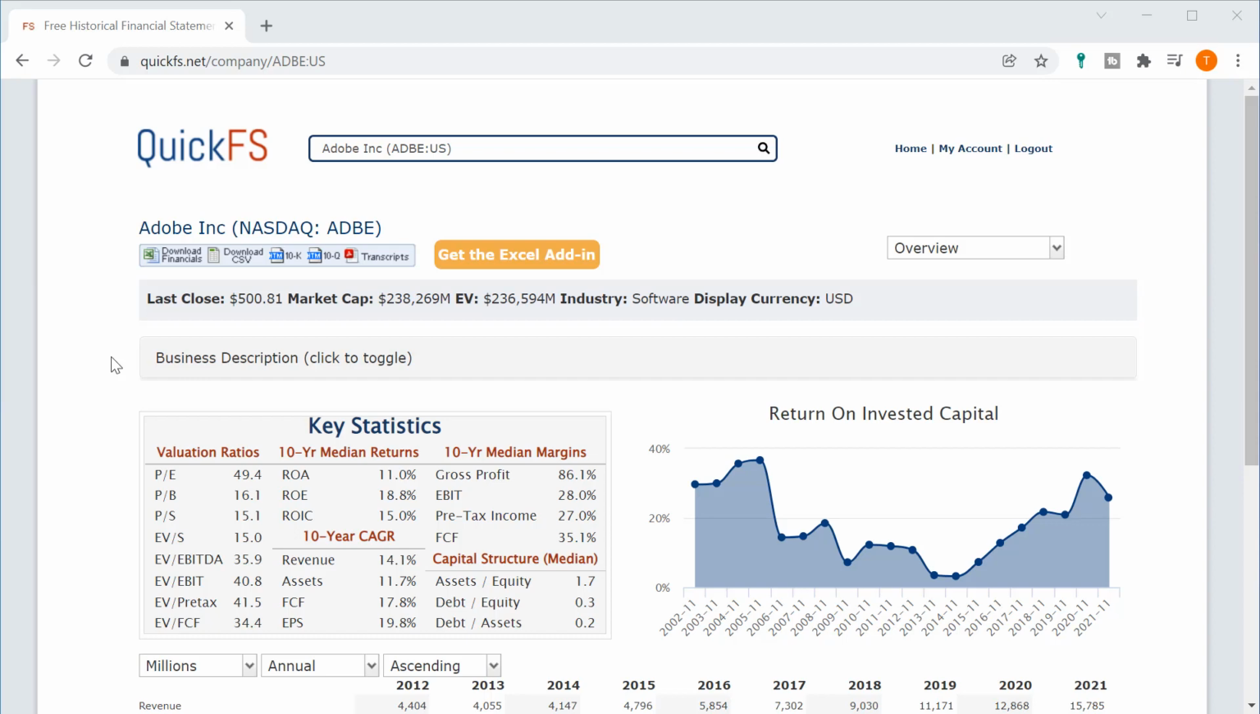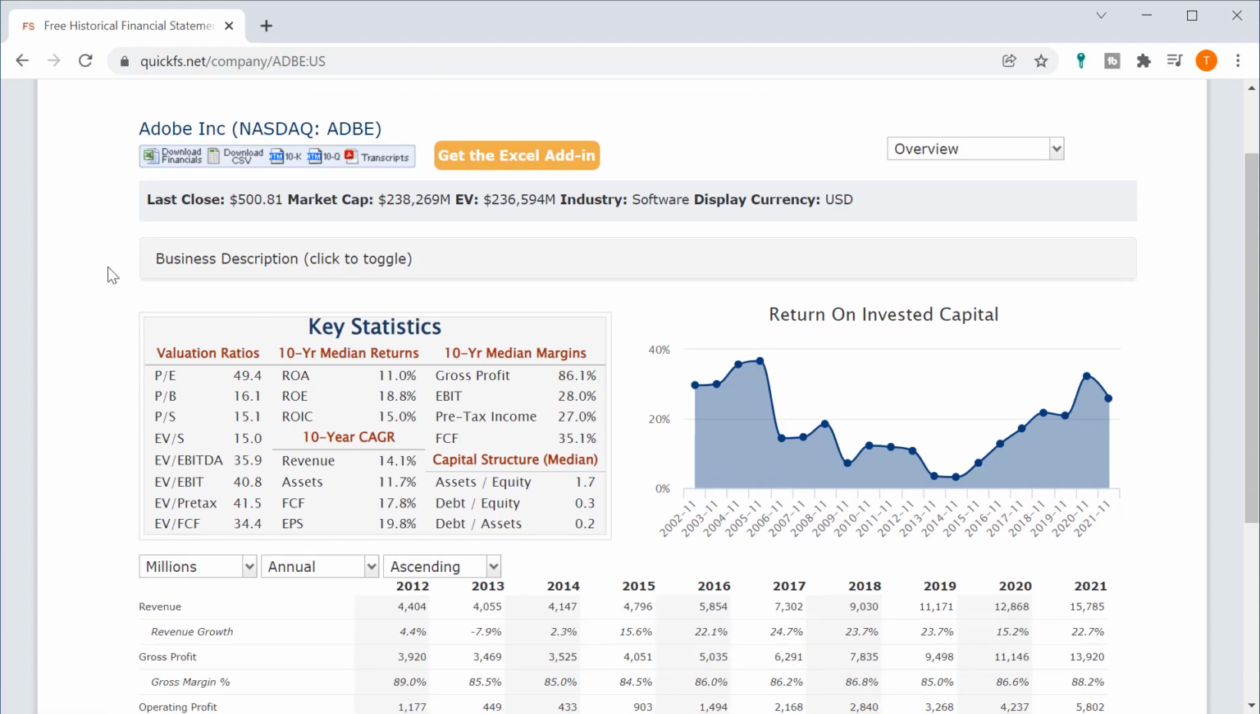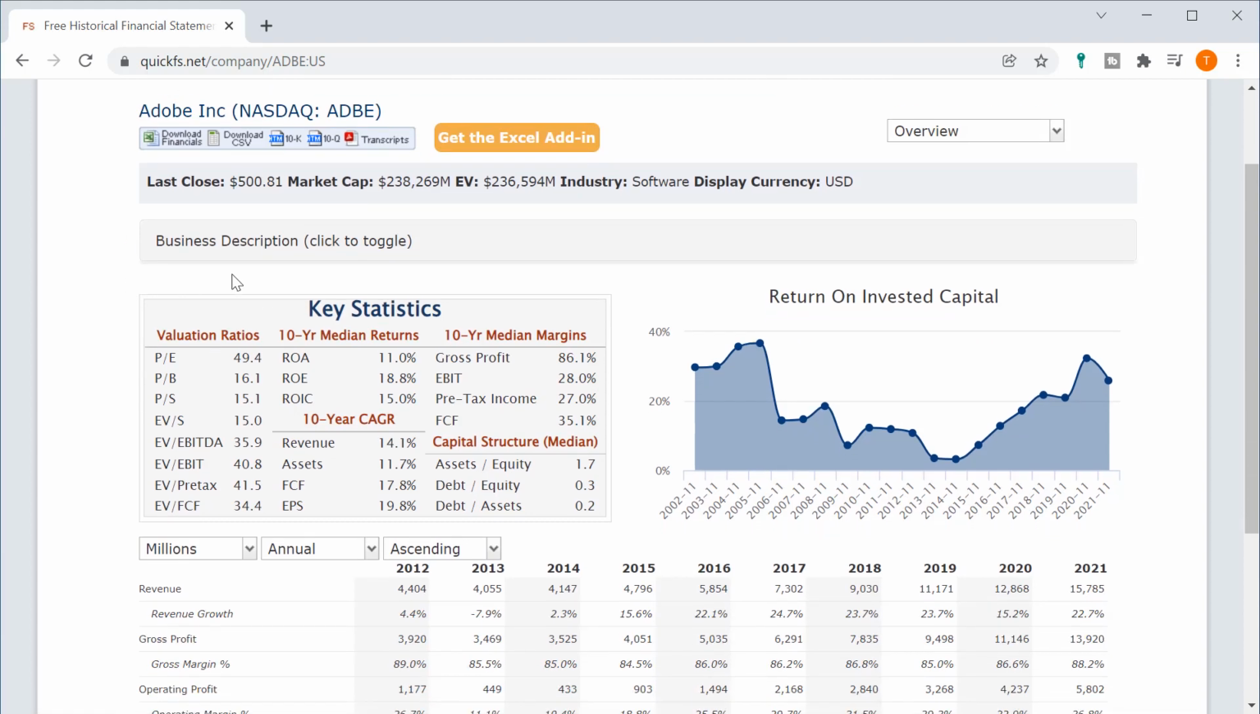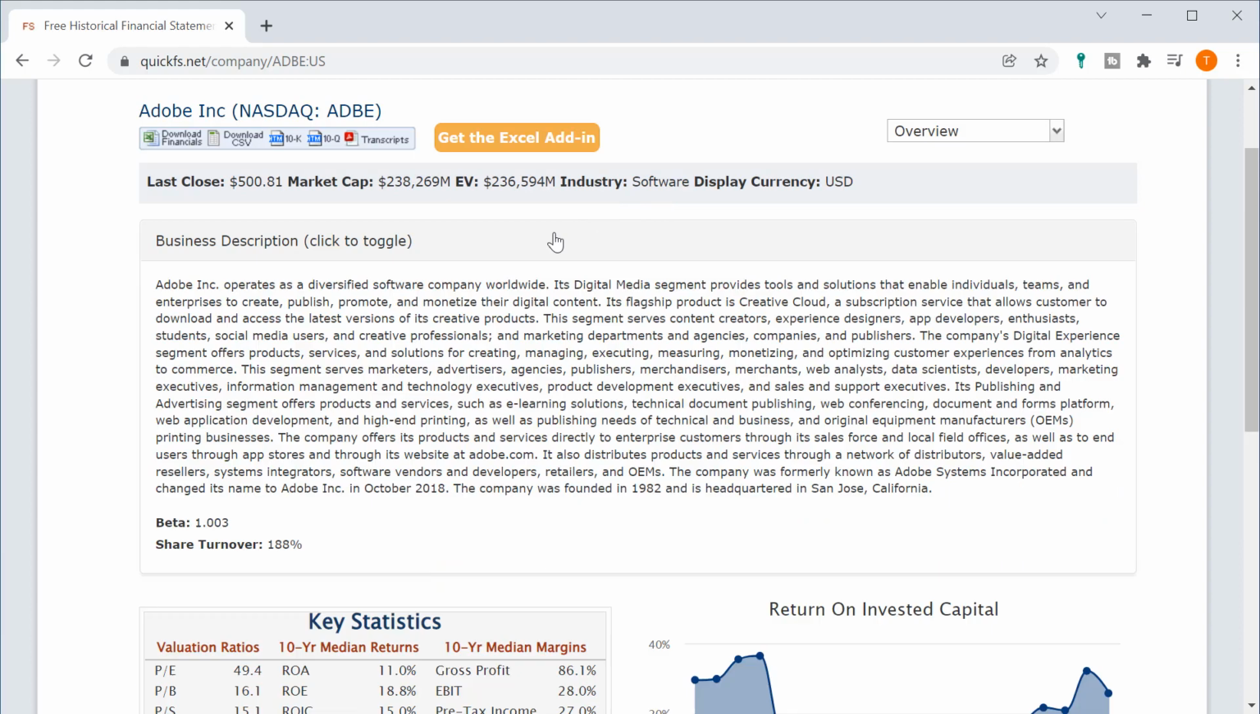We are working through all 500 of the S&P 500 and doing 5-minute quick looks. Today is Adobe Inc., ticker ADBE. We're using quickfs.net to do a 5-minute stock analysis. We begin by looking at industry and business description. We want to understand the quality of the business.